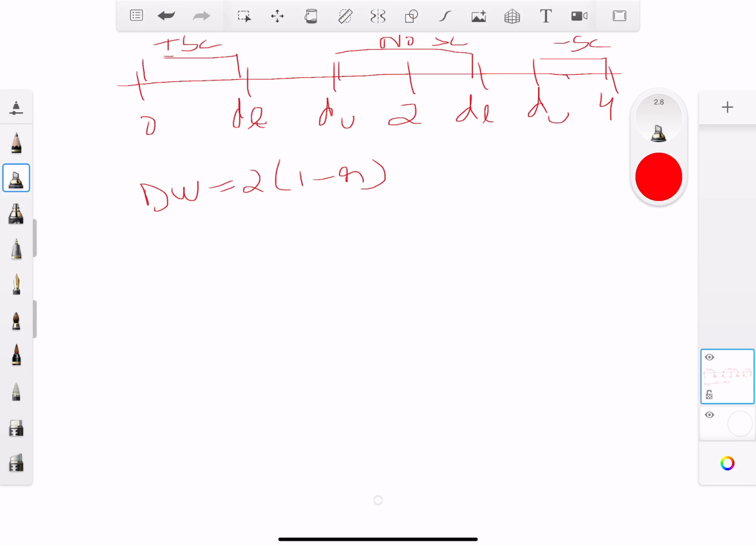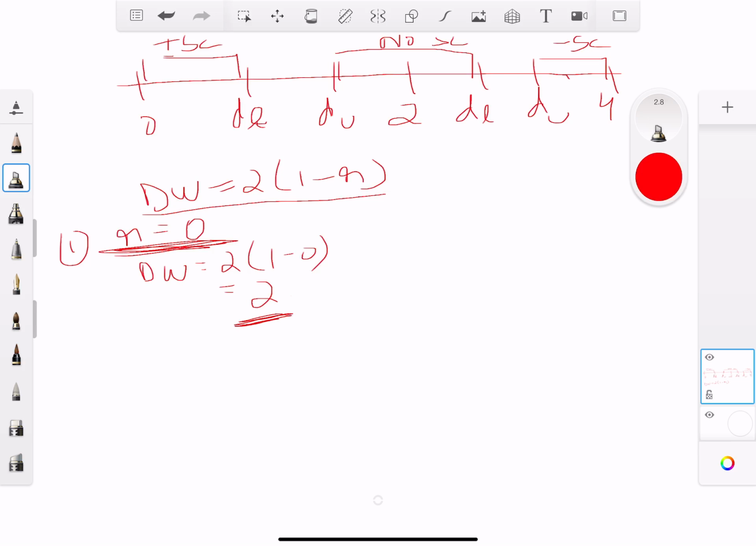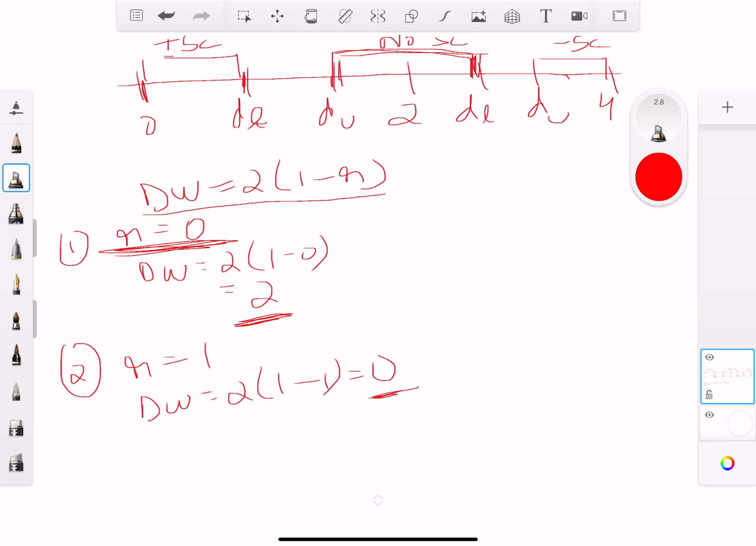Let's say condition 1, R equals 0. If R equals 0, we're going to do it over here. So Durbin-Watson is 2 times (1 minus 0), which is going to be 2. So if there is no correlation, the value is going to be 2. That's why over here there is no serial correlation. Second condition, let's say R equals 1. So DW is 2 times (1 minus 1), which is going to be 0. So 0, at the lower end, is going to have a positive serial correlation. R equals 1 is positive serial correlation. The third condition is R equals negative 1. That's a negative serial correlation.